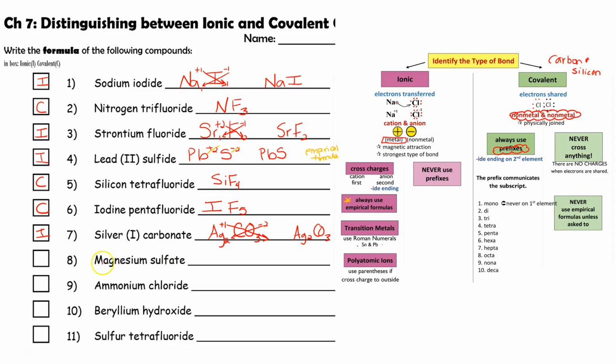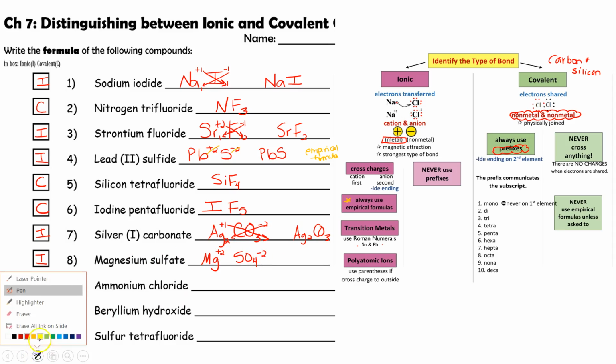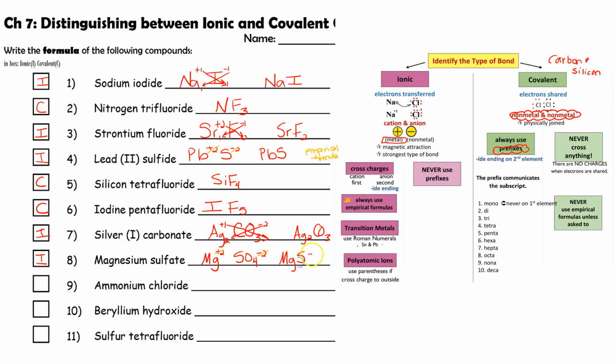Number 8, magnesium sulfate. Things I'm noticing: magnesium is a metal, so it's definitely ionic. Sulfate is on my list of polyatomic ions, so it's again definitely an ionic compound. So let's indicate that it's ionic. We're going to write down the symbol for magnesium and its charge. Sulfate, I'll look up on my list of polyatomic ions. All right, what do you do when you have a +2 and a -2? Those cancel out, so that means it's an empirical formula. And when I write my final answer, I do not need a subscript or parentheses around the polyatomic ion because there was no subscript crossed to the outside of it, so it's just MgSO4.